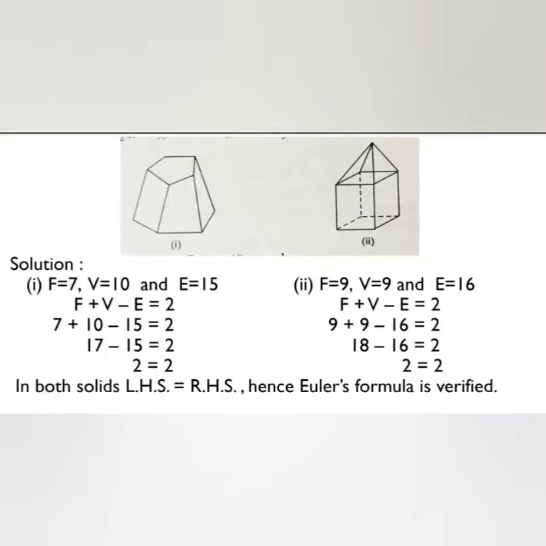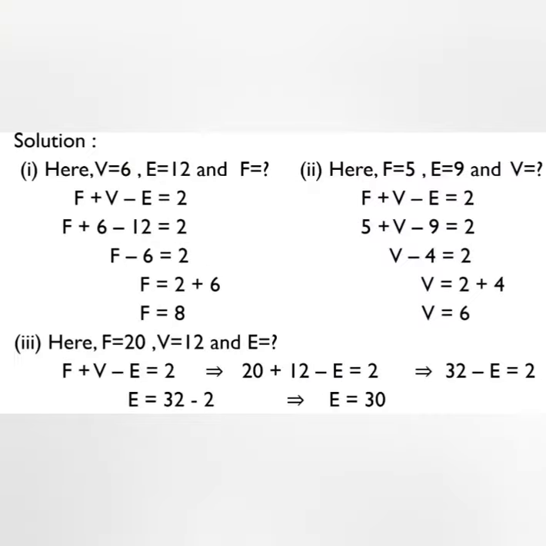Here also you can see left hand side is equal to right hand side. So in both the cases left hand side equal to right hand side. Hence Euler's formula is verified. Next, question number 7. Using Euler's formula, find the unknown.